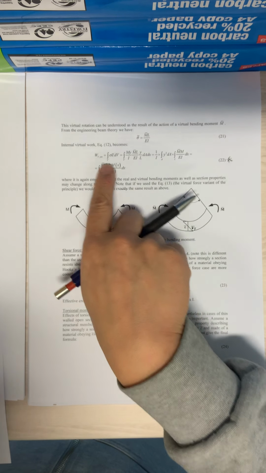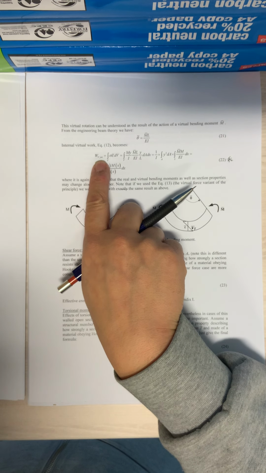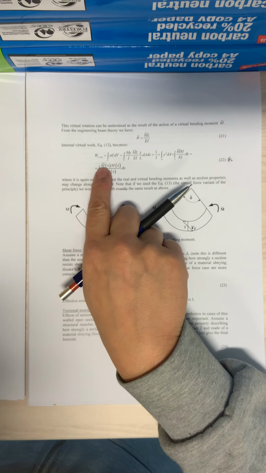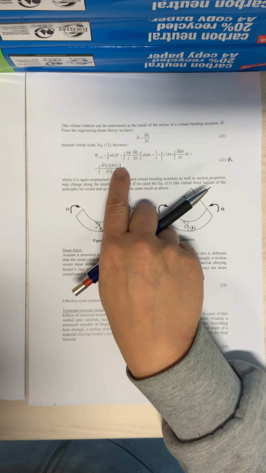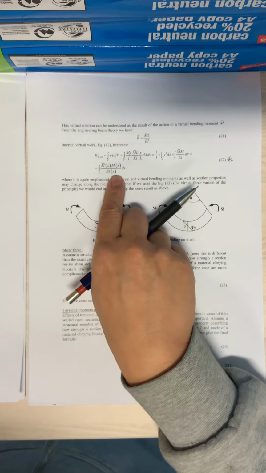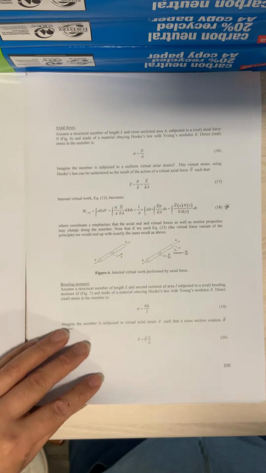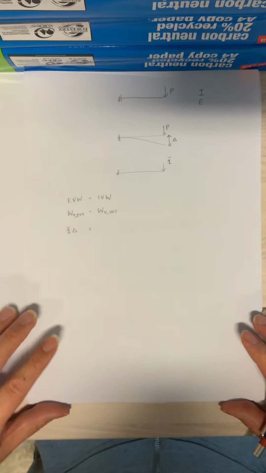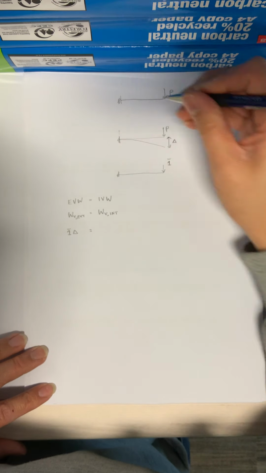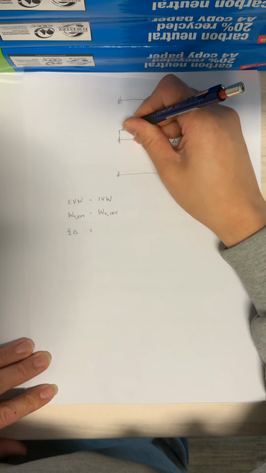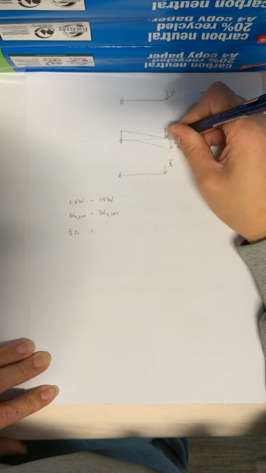And we can see here that the internal virtual work is going to be equal to the bending moment diagram of the virtual multiplied by the bending moment diagram of the real divided by EI. So let's plot a bending moment diagram. We can plot the real bending moment diagram, which would look something like that.